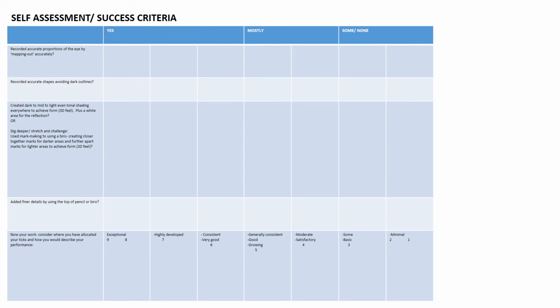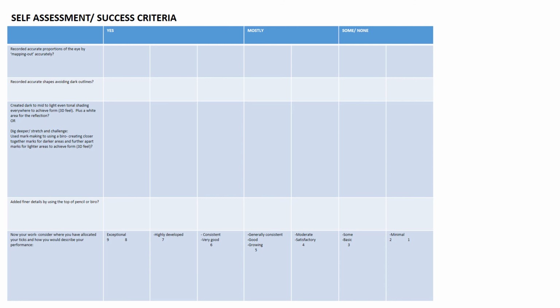Here's a self-assessment, or we could call it a success criteria for you to refer to. You can see what sort of grade you'll be giving yourself if you just follow, for example, where it says on the left-hand side, recorded accurate proportions of the eye by mapping out correctly. Have you done this? Definitely yes. Are we looking at ticking a box? If that's the case, are you within the 9 and 8 exceptional? Or let's cross over to mostly.